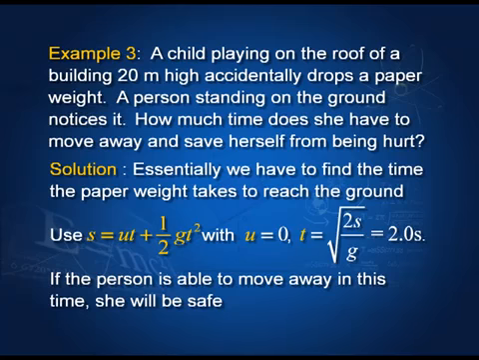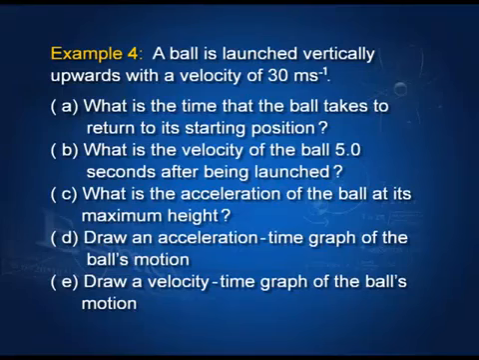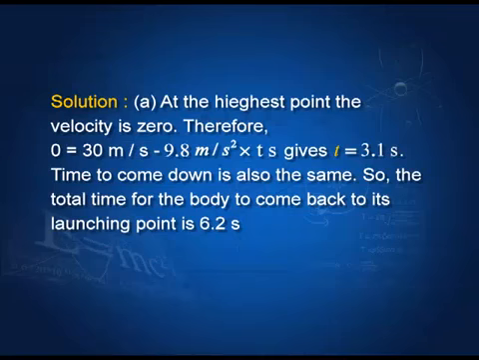A ball is launched vertically upwards with a velocity of 30 meters per second. What is the time that the ball takes to return to its starting position? What is the velocity of the ball 5 seconds after being launched? What is the acceleration of the ball at its maximum height, and draw the graphs. At the highest point the velocity is 0, the body is going up, and at the highest point the velocity becomes 0.